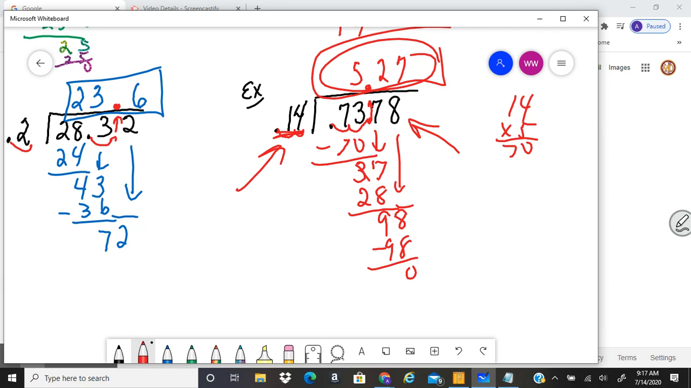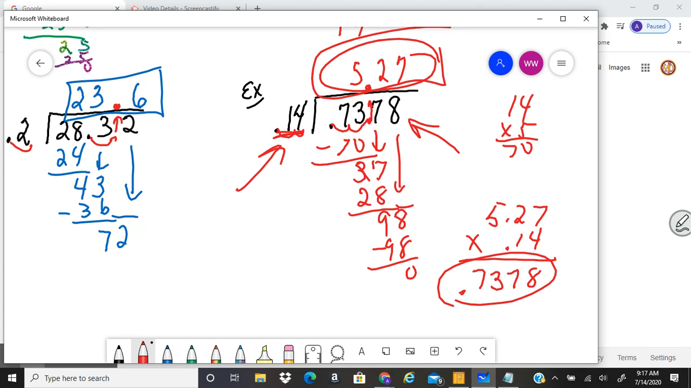Since I have a little bit more time, check out what this means. This means that 5.27 times 0.14 is actually going to be 0.7378. Sometimes people forget to take a moment and realize what we just found out. What we found out is that if I multiply my quotient times my divisor, you get the dividend.